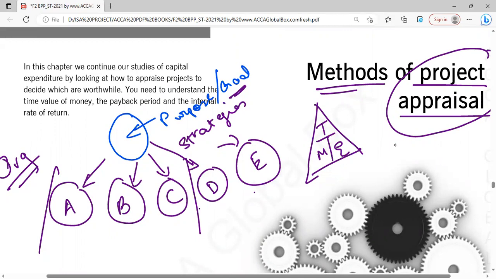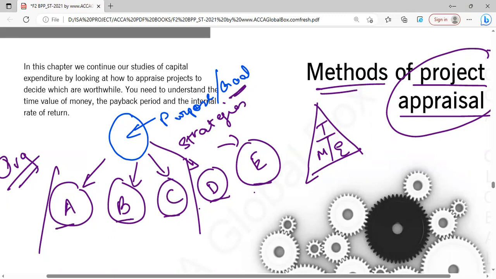And what is project appraisal? We have a lot of investment in hand and we need to invest that somewhere. Maybe an equipment, maybe a property, maybe a project, maybe a company. So where should we invest it? We have so many options, option A, B, C, D, E in the market. Where should I invest my savings?